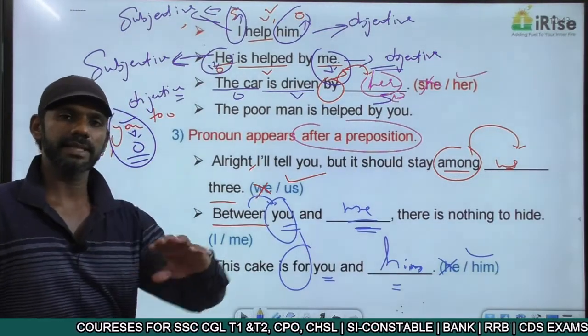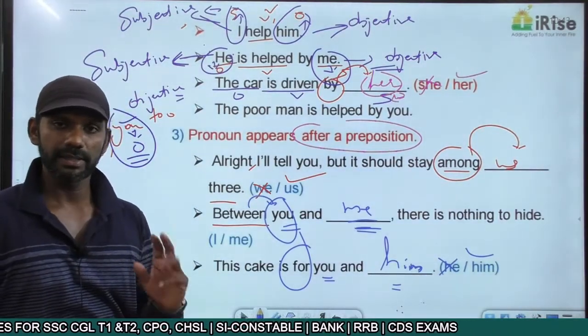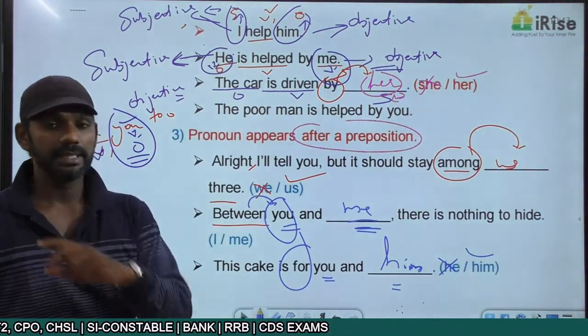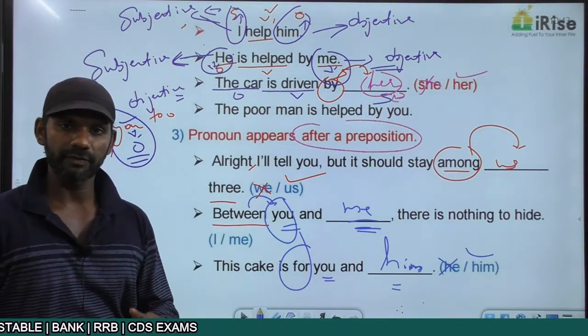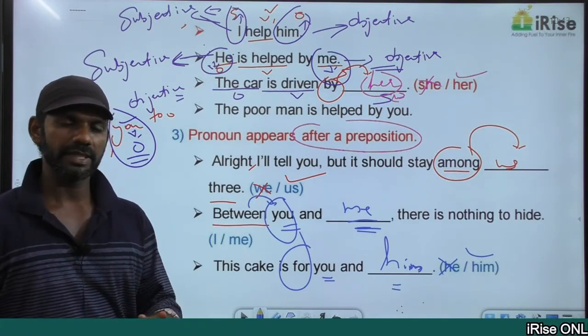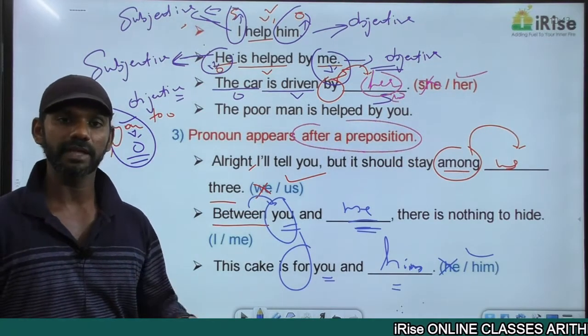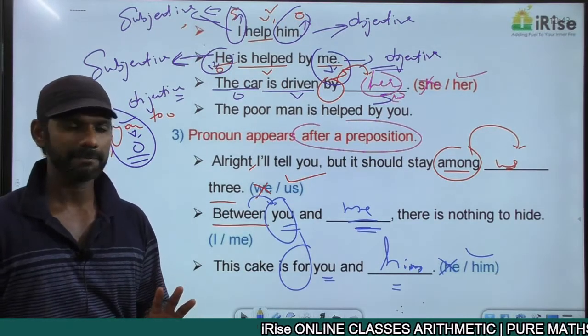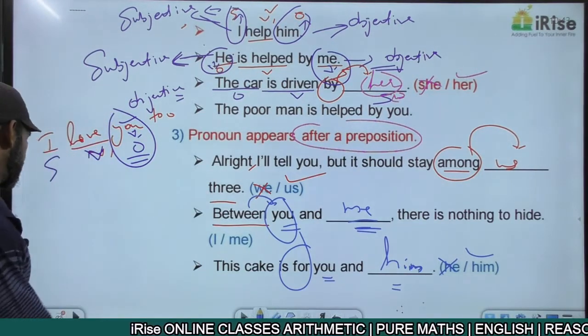So these are the three situations where we need to use the objective pronouns. First situation is a sentence in the passive voice with the pronoun acting as a doer. Second situation is when the pronoun comes before or after an infinitive. The third situation is when the pronoun comes after a preposition. So we discussed three rules in the subjective form, three rules in the objective form. Clear?